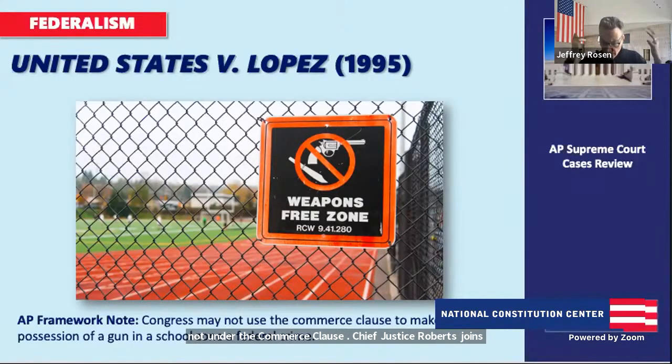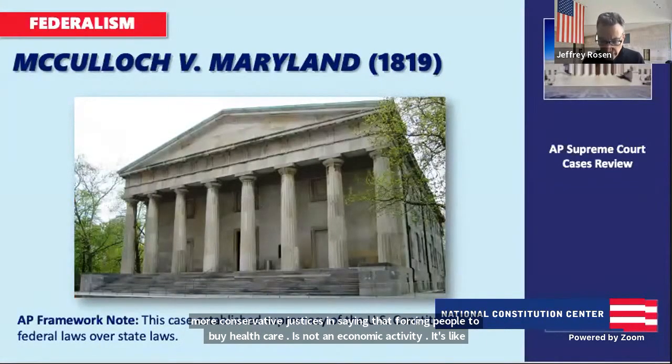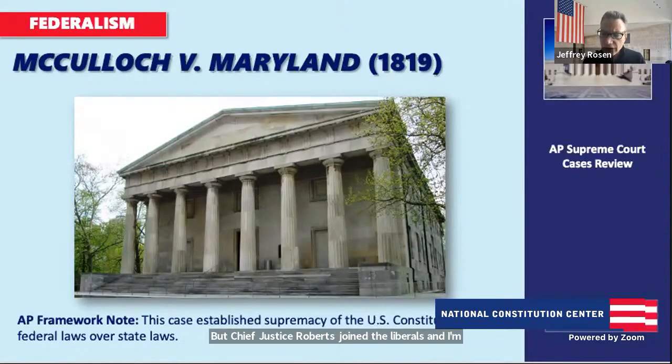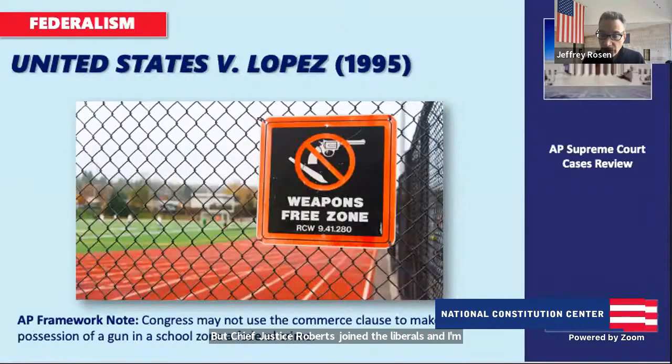Big picture, McCulloch establishes broad power to regulate the economy as long as the end is legitimate. Any means chosen that are consistent with the letter and spirit of enumerated powers are permissible. And Lopez says Congress's power is not unlimited. And if it's a non-economic activity, it has to have substantial effects on the economy.